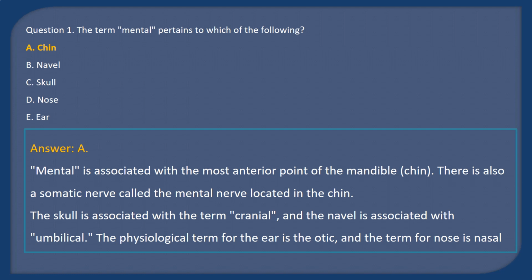Answer A. Mental is associated with the most anterior point of the mandible, the chin. There is also a somatic nerve called the mental nerve located in the chin. The skull is associated with the term cranial, and the navel is associated with umbilical. The physiological term for the ear is the aortic, and the term for nose is nasal.